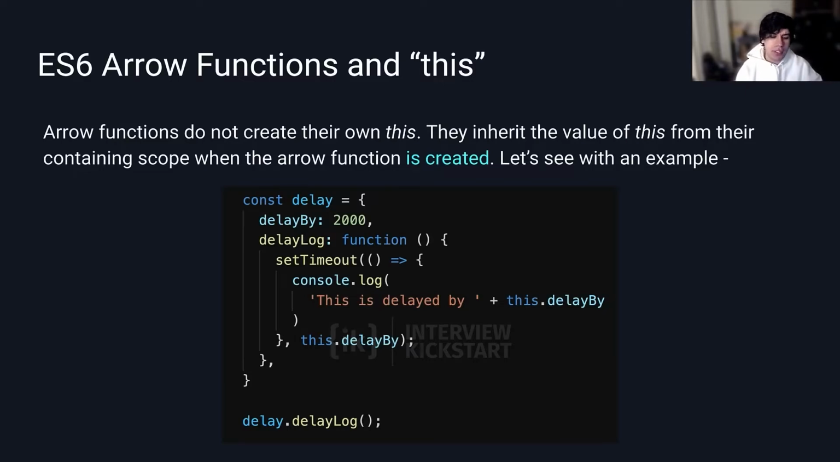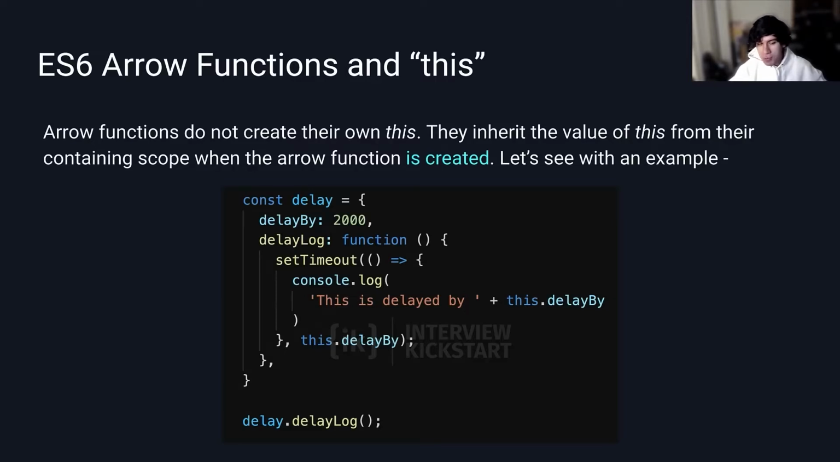Let's look at a concrete example here. We have our delay variable, and we point it to an object. That object has a delay by property, which is set to 2000. And we have a delay log, which points to a function expression.